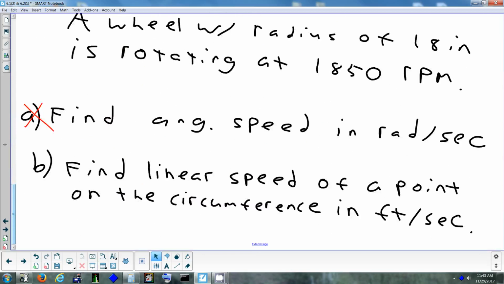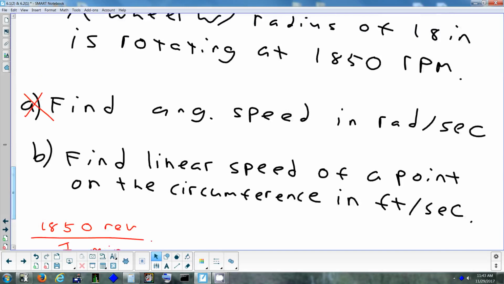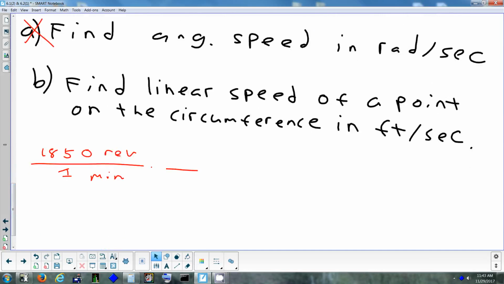All right, so we're starting with 1,850 revolutions in a minute. Okay, let's do the easy one first. We have to change minutes to seconds. How do we change minutes to seconds? 60 seconds in the bottom, and what in the top? 1 minute. Okay, so now we have a speed in revolutions per second. But now we have to make the jump from revolutions to feet.